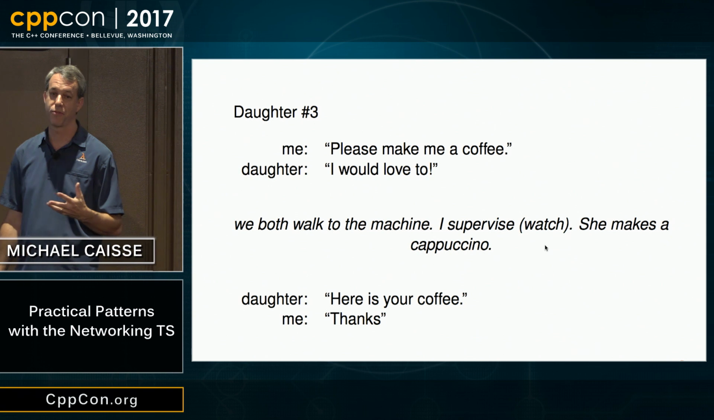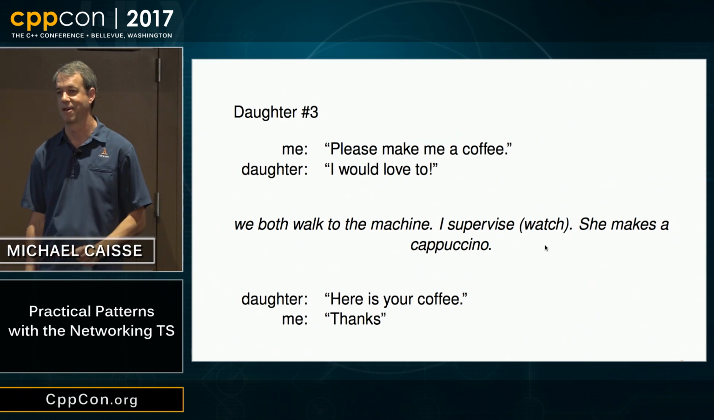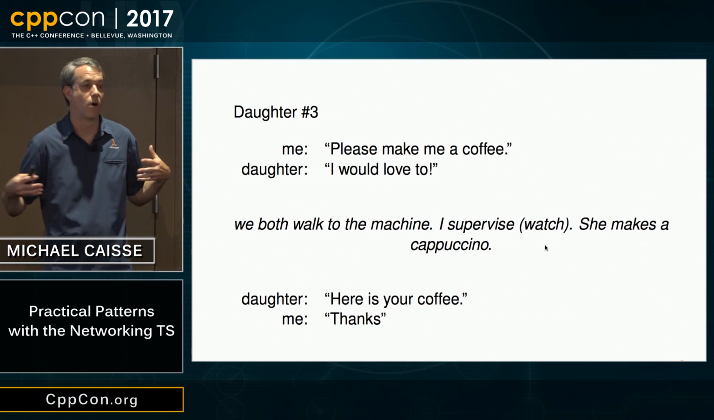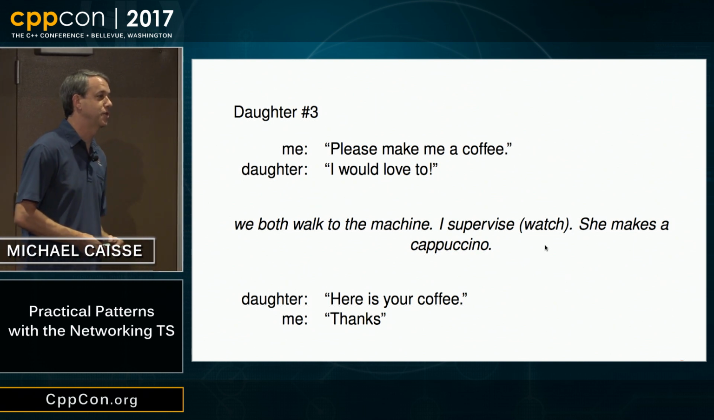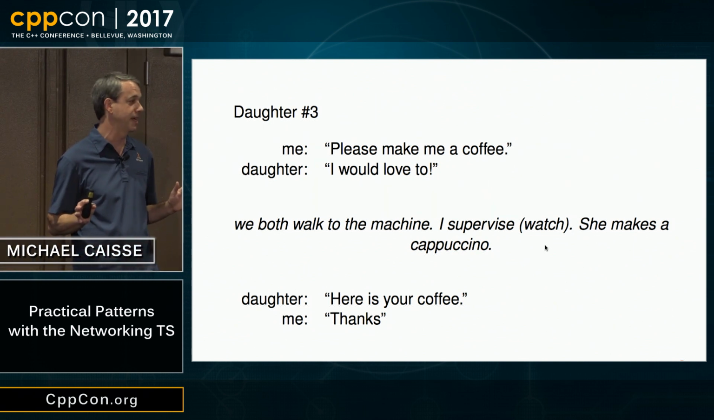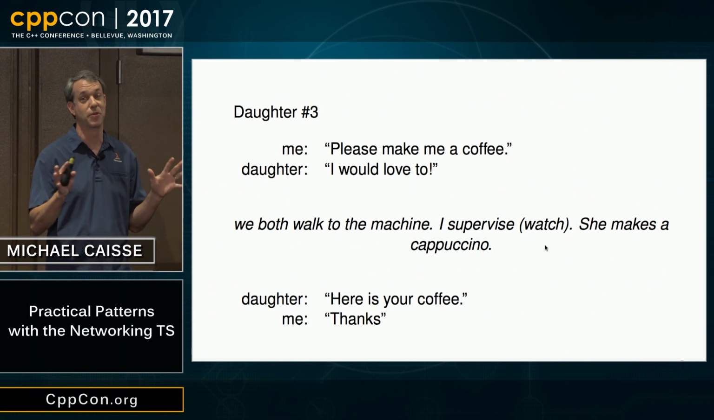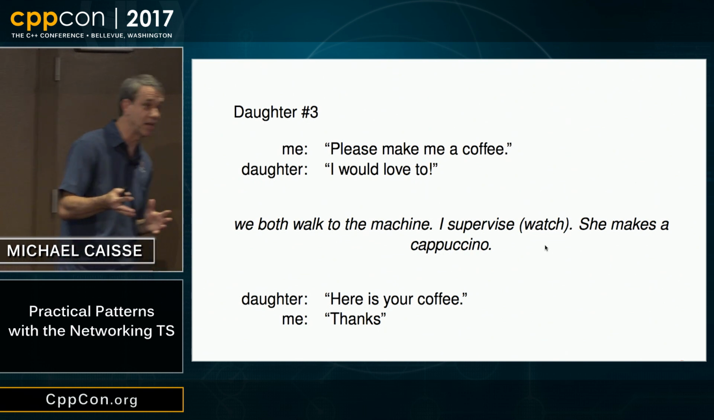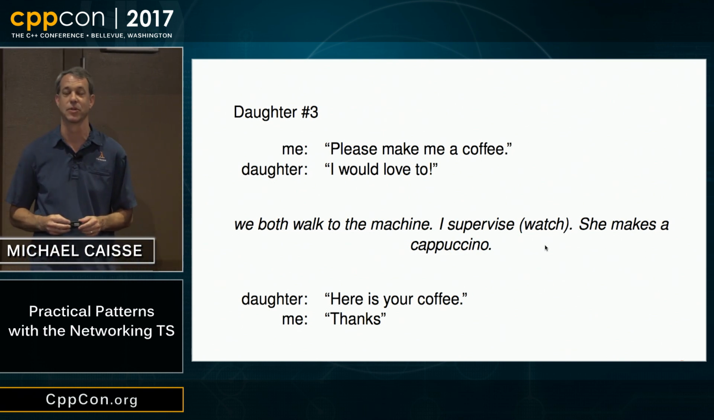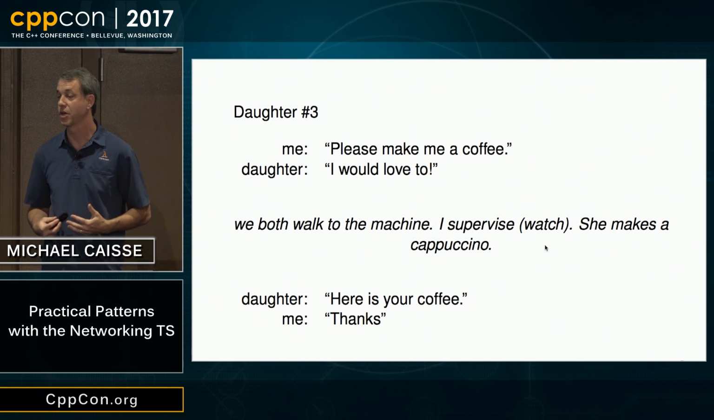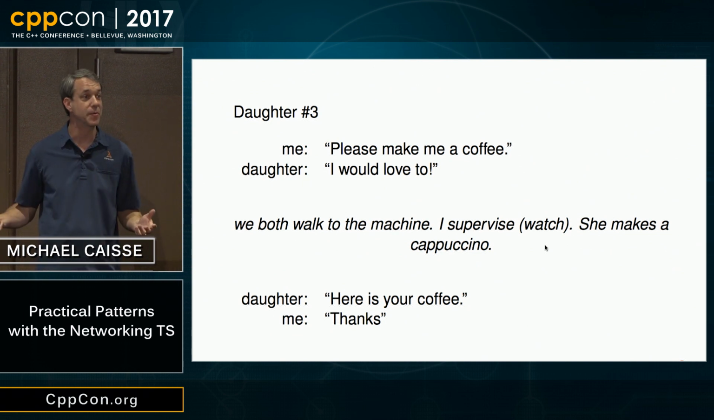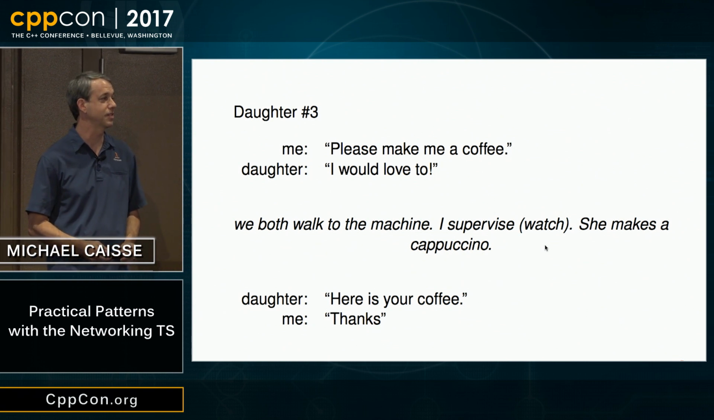All right, daughter number 3. So daughter number 3 was very enthusiastic about making coffee. But we would both get up and walk to the machine. And as she would make coffee, I would supervise, which means I wasn't allowed to touch anything. I probably shouldn't say anything either, but I'm going to make sure things are going the way they want to. Something's not ending up in my coffee that I didn't want in my coffee, things of that sort, all right? And then we would both walk back to my office, and she would deliver the coffee to me, and I would say thank you. That is a synchronous transaction, right? And we do those all day long. It just makes us sad.